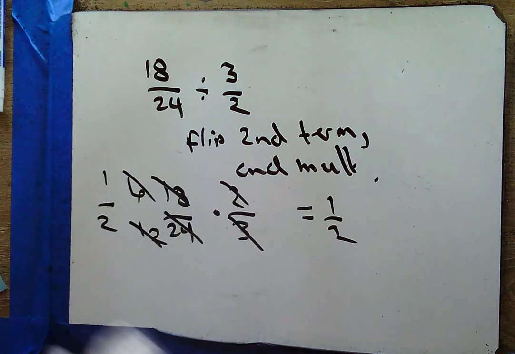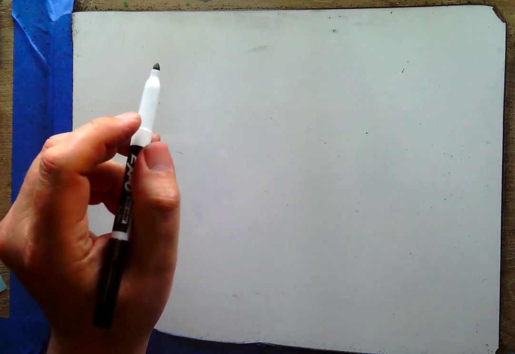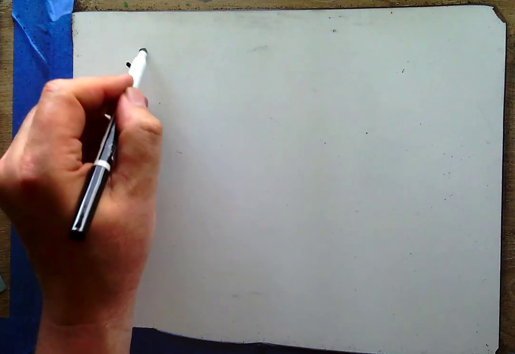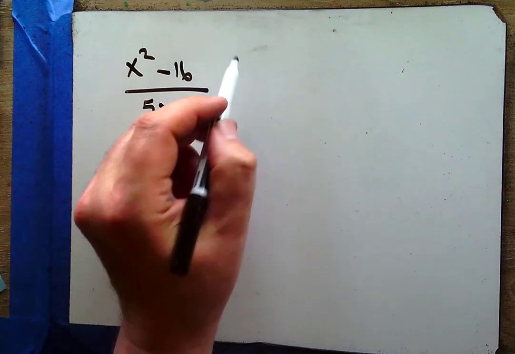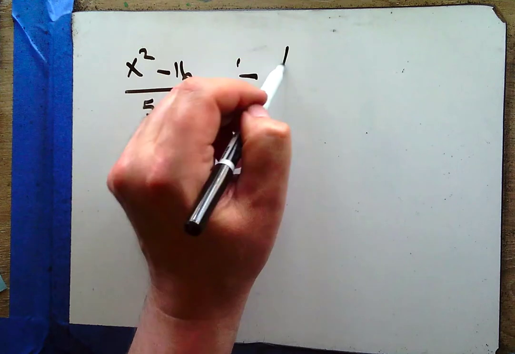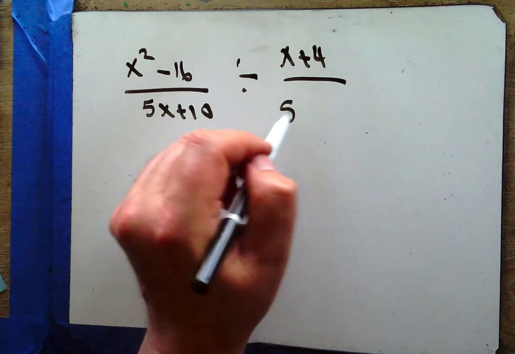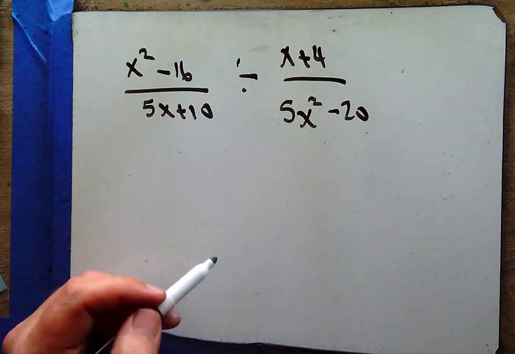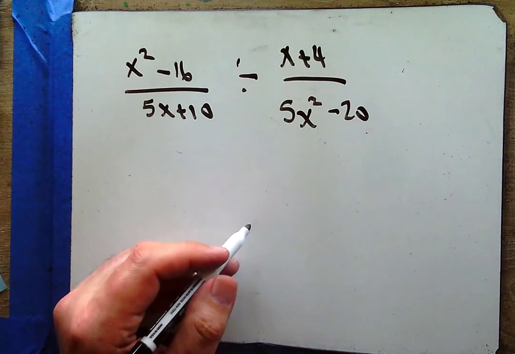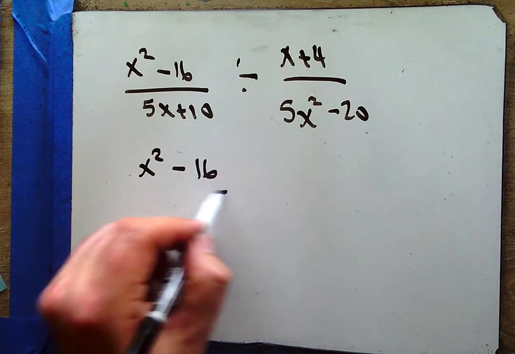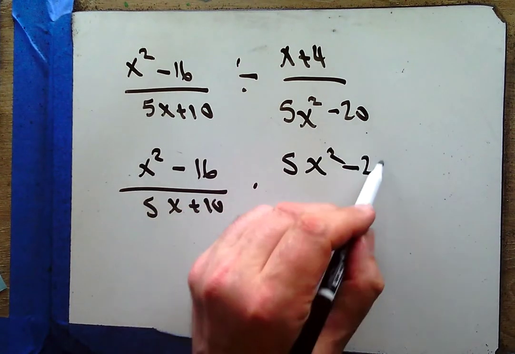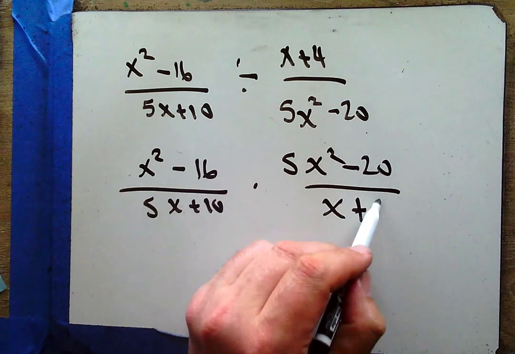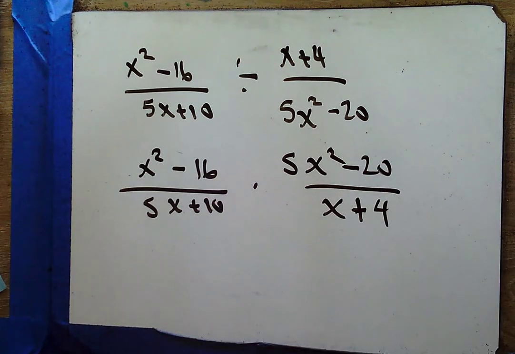That's pretty much what we're doing here with these rational expressions. It's just that they're going to have some algebra stuff in them. So how about (x squared minus 16) over (5x plus 10) divided by (x plus 4) over (5x squared minus 20). Well, the first thing I do when I see one of these problems is flip and multiply. Will you please finish simplifying this expression?